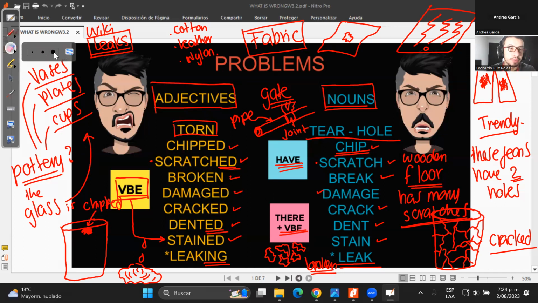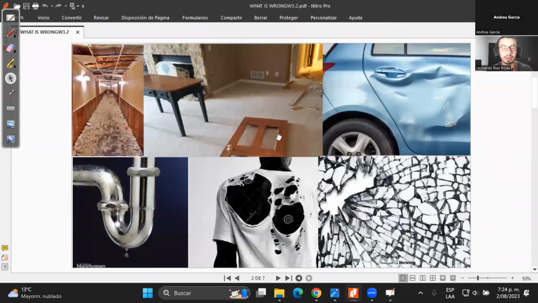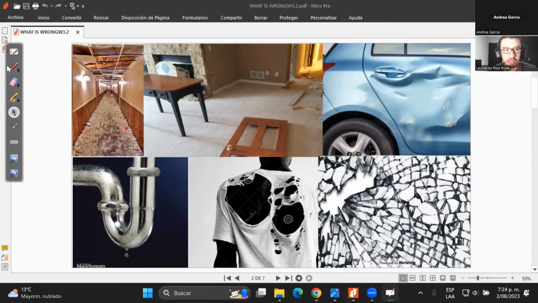Okay, my dear, if you don't have any other questions, please help me to describe what problems you see in these pictures. It doesn't have to be in order. If you know this one or this one, tell me the one that you prefer.